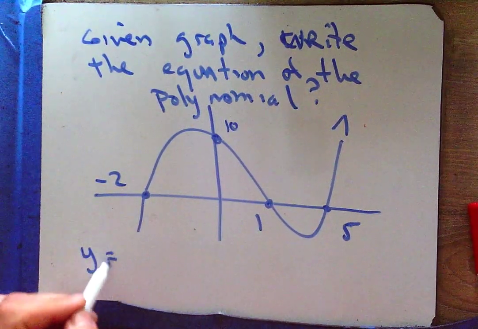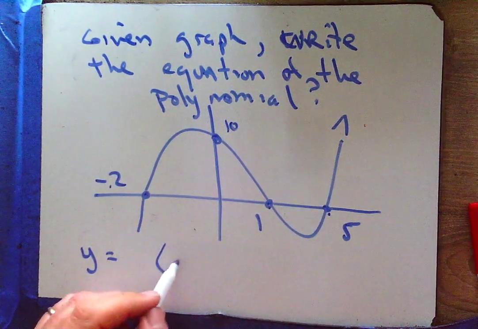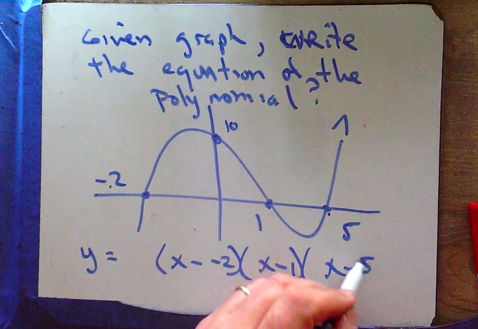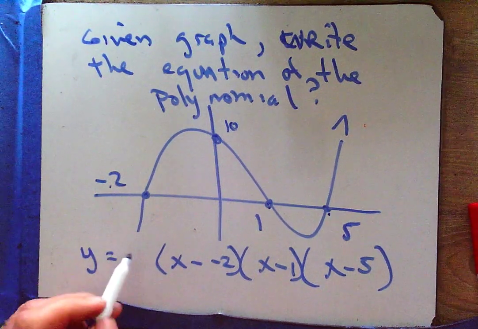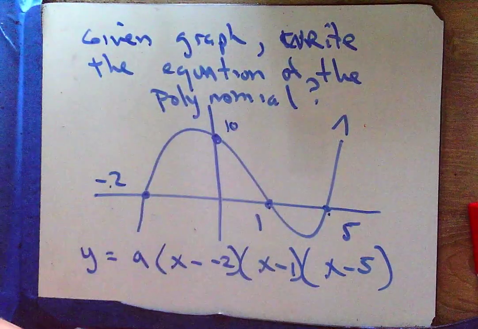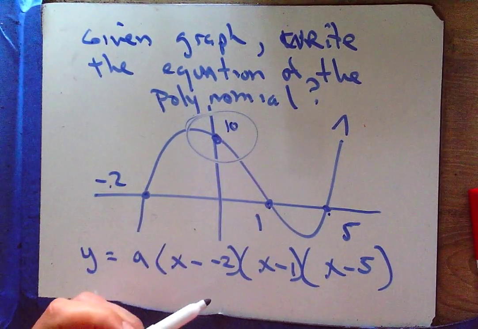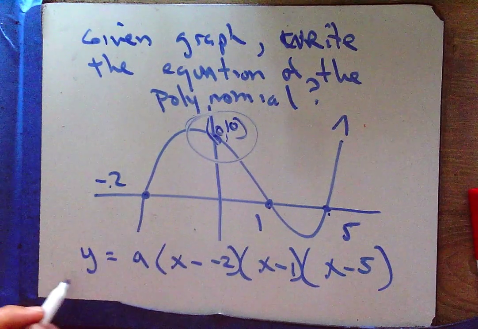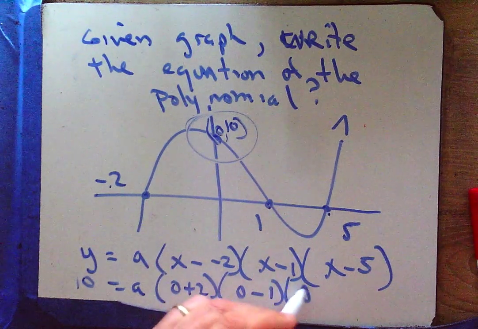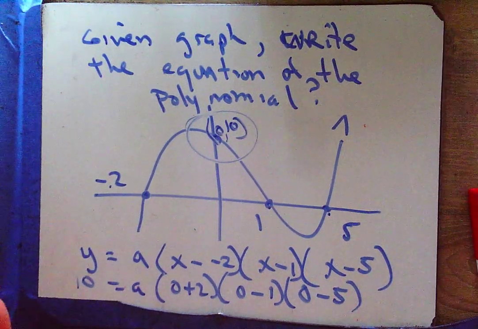Well, the first thing I know is that I can make that into a factor, I can make that into a factor, I can make that into a factor: x minus negative 2, x minus 1, x minus 5. Good. But I need an a value. There could be stretching, there could be compressing. I don't know until I check. And that's what this point is for. If I plug in the ordered pair 0, 10, what happens? Well, I get 10a equals 10. So I know a equals 1.